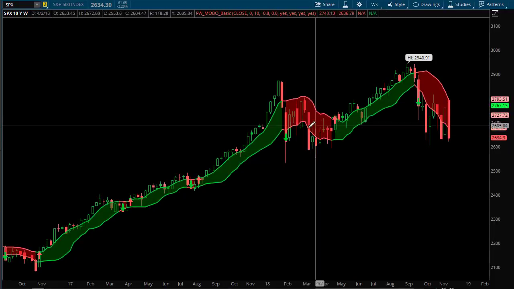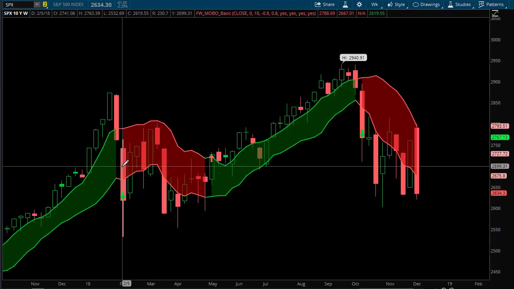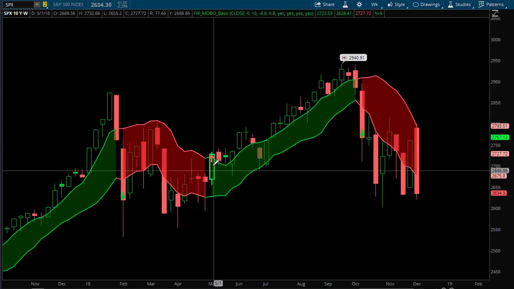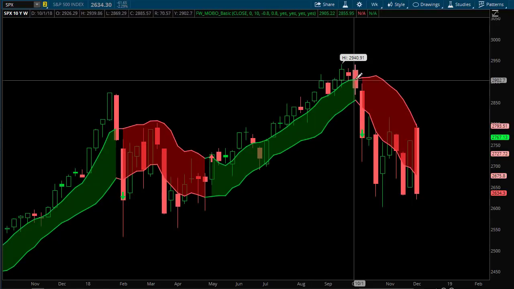Obviously, we had some bigger moves here. The rallies were to be sold. This is all hindsight, of course. Rallies were to be sold, and eventually we get the break up, and that signaled several weeks of another buy the dip moment.